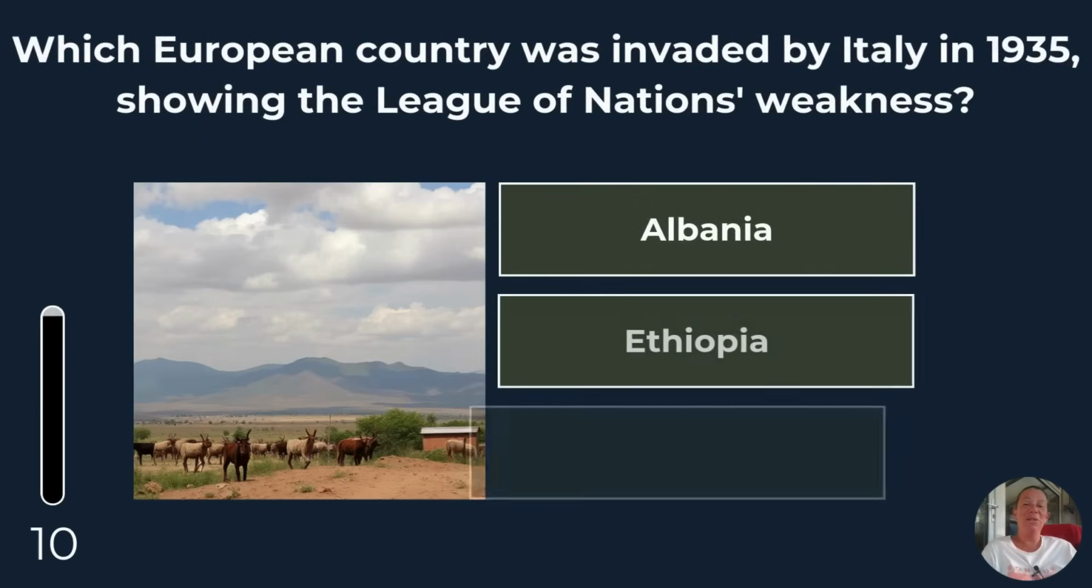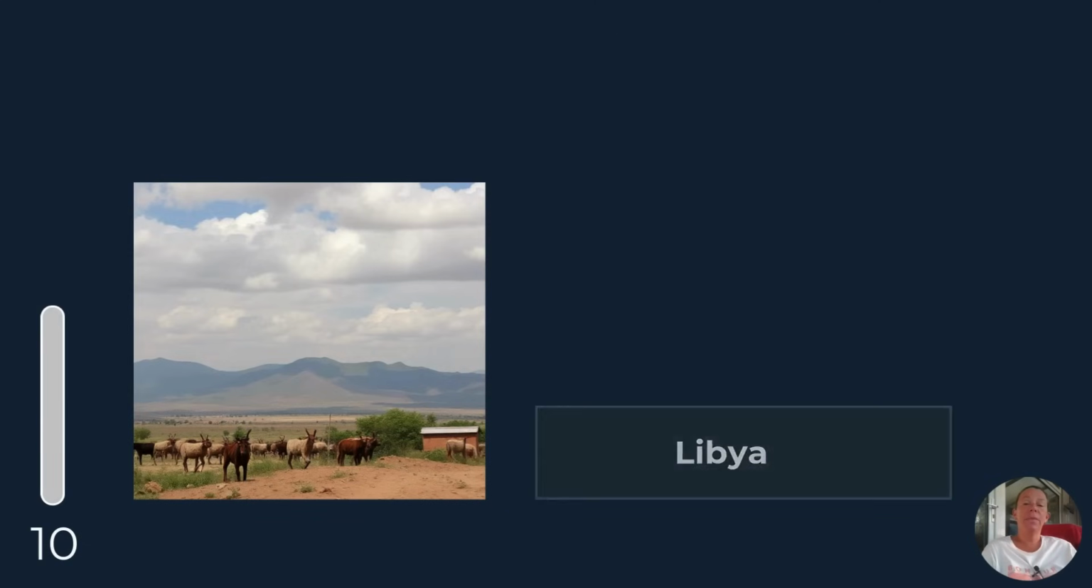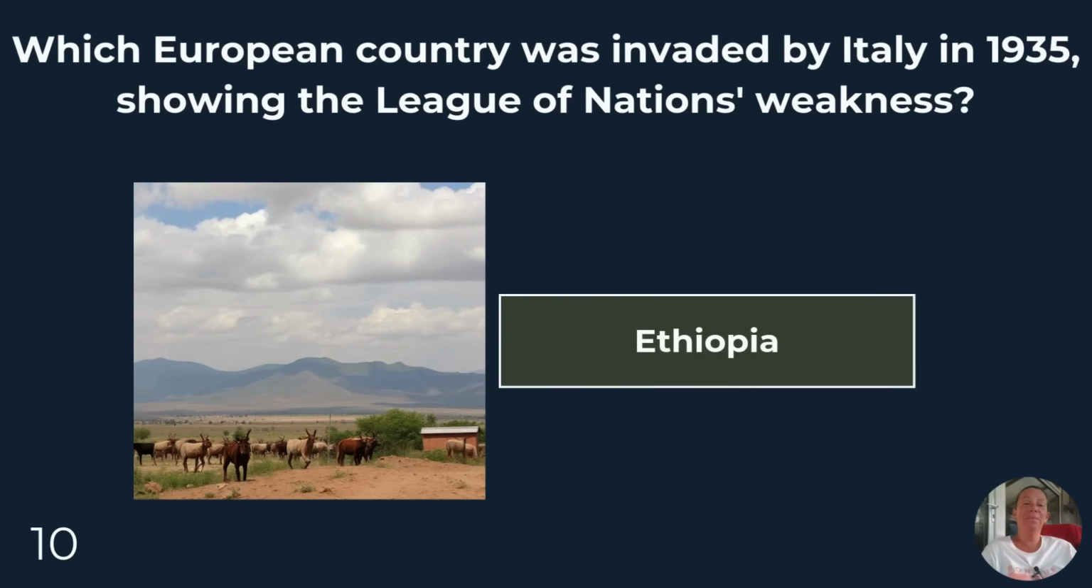Which European country was invaded by Italy in 1935, showing the League of Nations weakness? Albania, Ethiopia, or Libya? Ethiopia.